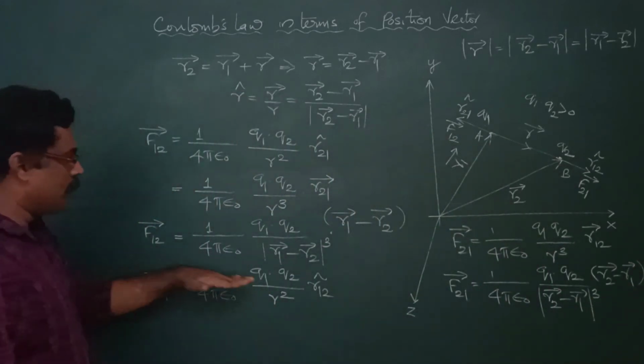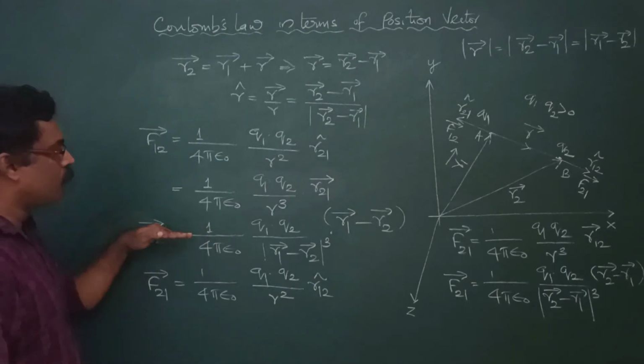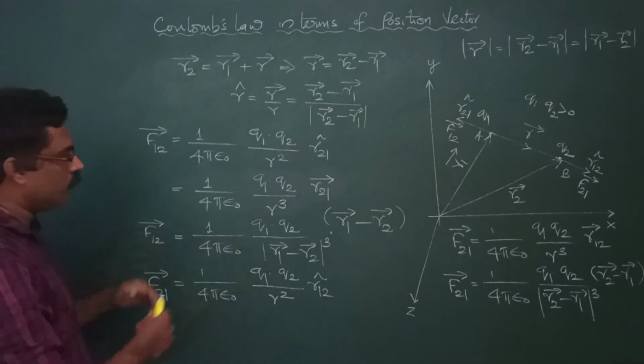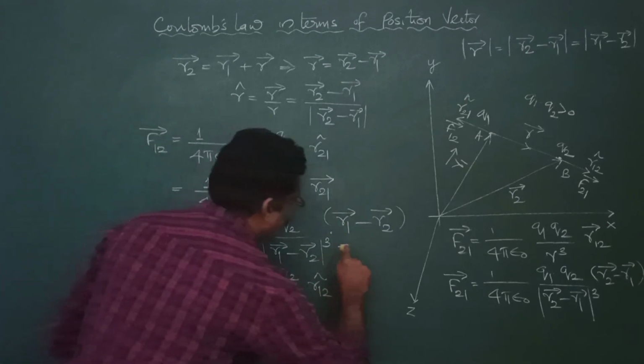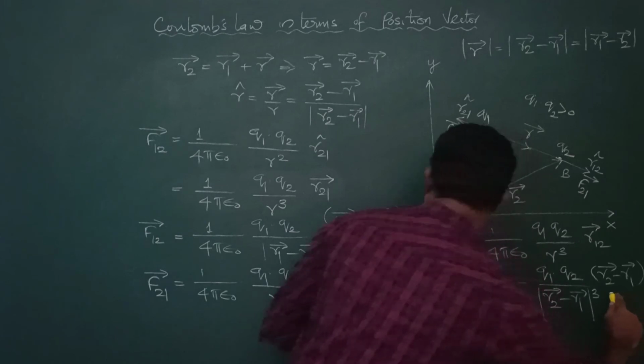So this is the equation for the vector form of Coulomb's law in terms of position vector. You can call this equation number 1 and this equation number 2.